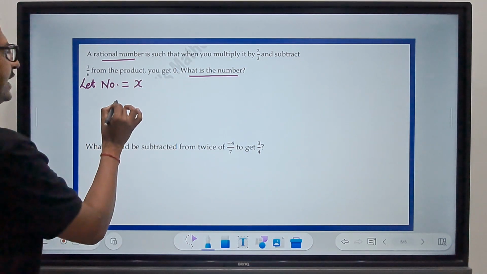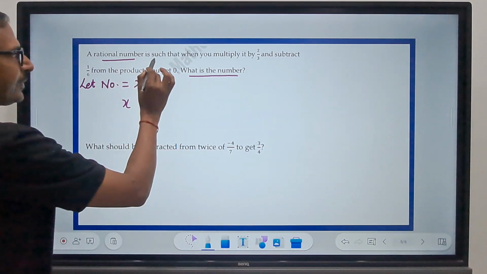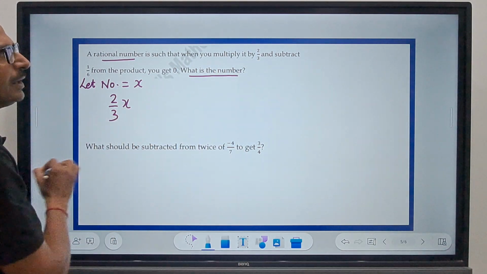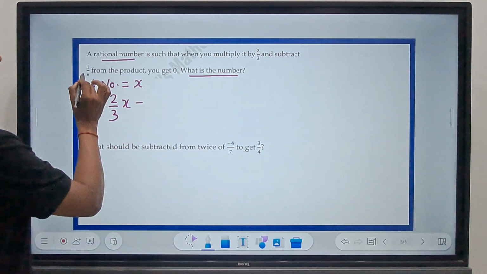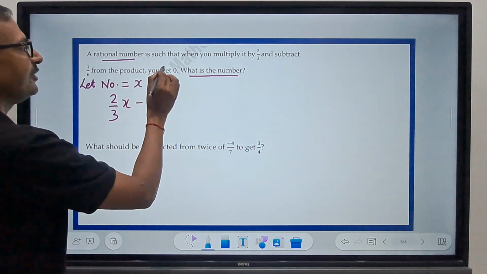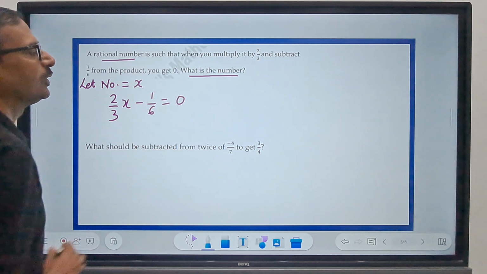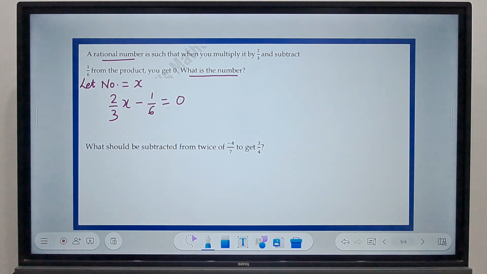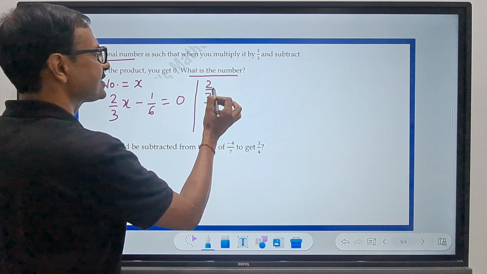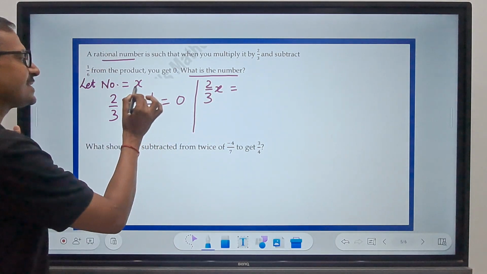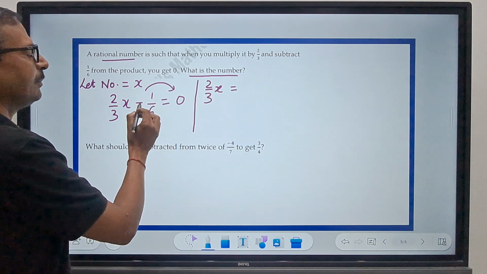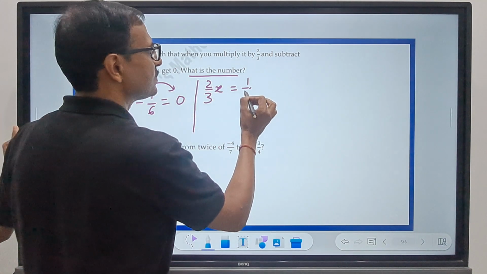So what are we doing with x? Let's formulate the equation. When you multiply it by 2/3, so 2/3 of x, and subtract 1/6, so we are subtracting 1/6 from the product, we get 0. There we have the equation. Now pretty easy. After this, isolate the variable. 2/3 of x contains the variable, minus 1/6 is an independent term, shift it to the other side. 0 doesn't mean anything. Minus 1/6 becomes plus 1/6.